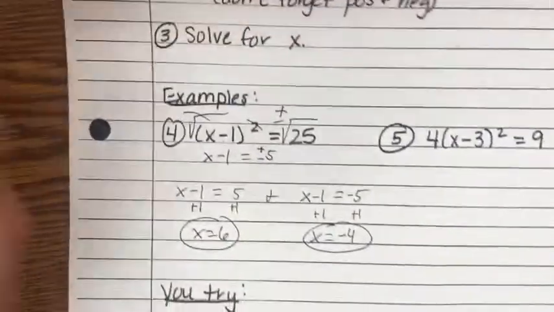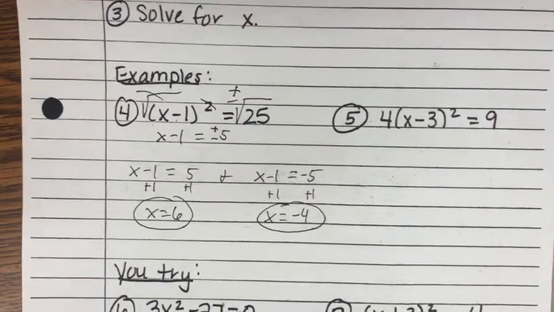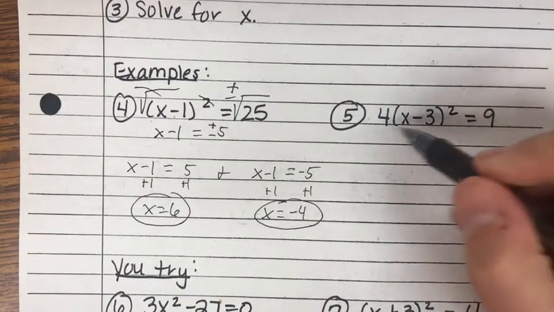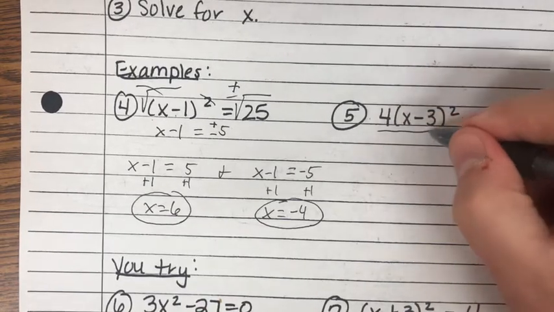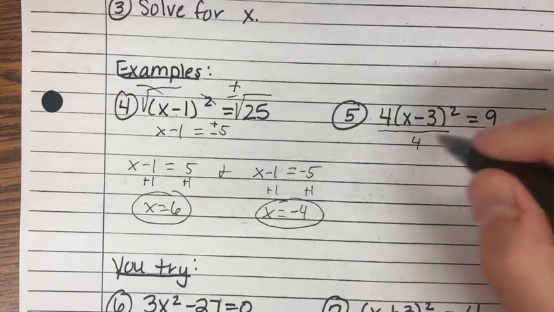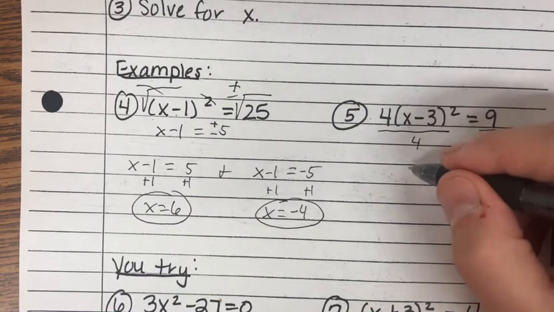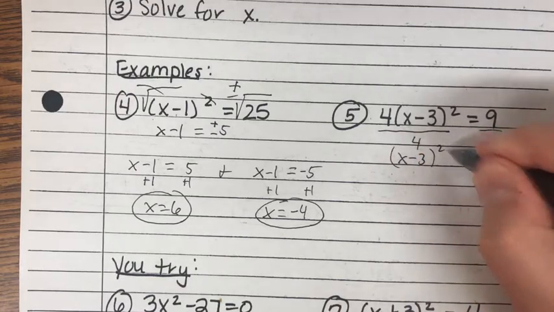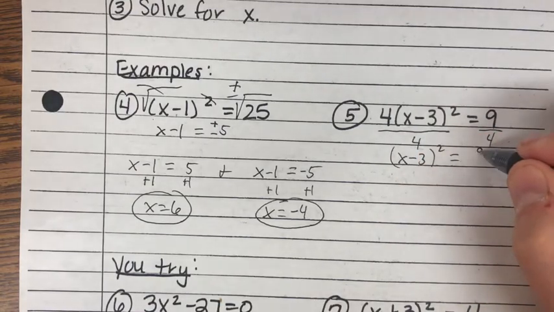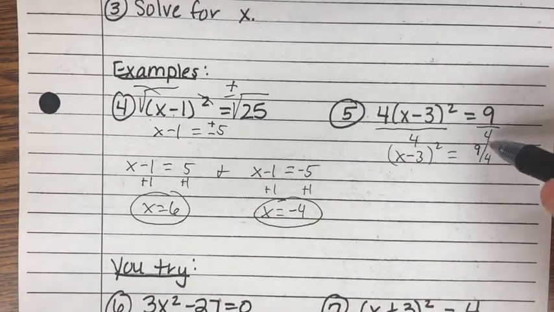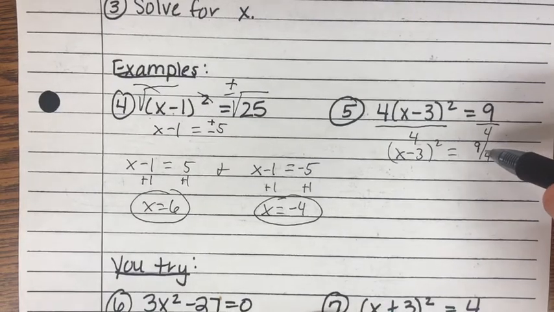Next one. This time, the squared and the parentheses are not isolated, so I need to move the 4 first. I'm going to divide both sides by 4 because it's being multiplied. Divide by 4. All right, 4s cancel. (x minus 3) squared is equal to 9 over 4. Leave it as a fraction. The reason why I left it as a fraction is those are perfect squares. We're going to try and pick out numbers that work out well.